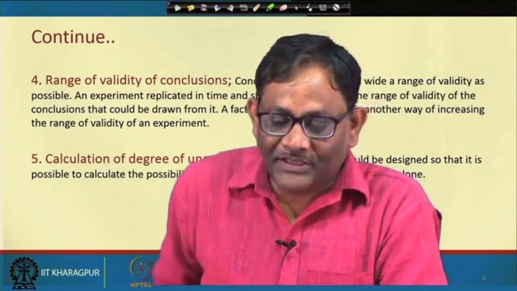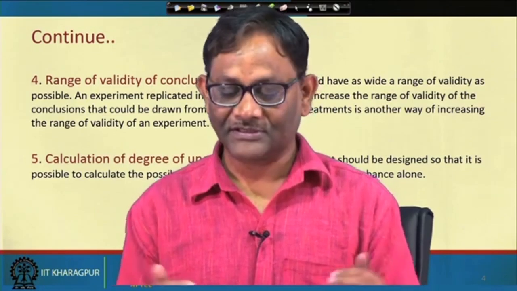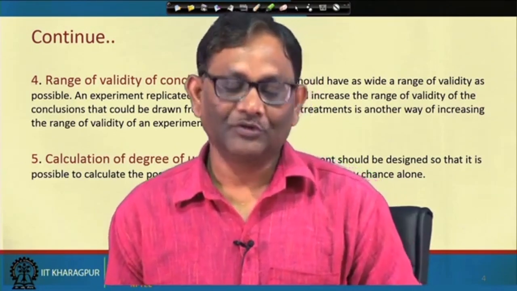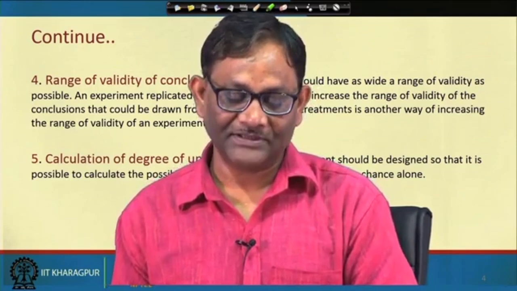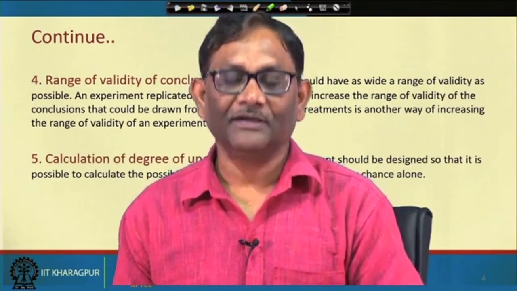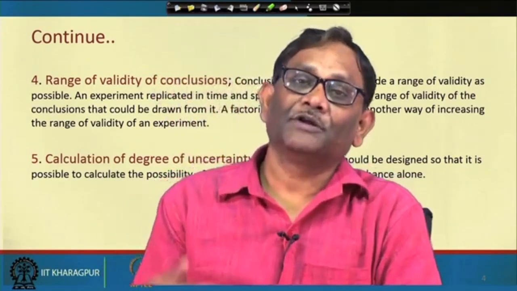Then, calculation of degree of uncertainty. The experiment should be designed so that it is possible to calculate the possibility of obtaining the observed result by chance alone. You are then in a position to know what the uncertainty level is, so you will be able to calculate that uncertainty. At the same time, the uncertainty should be random only; it should not be systematic uncertainty, a systematic way of inducing such things.